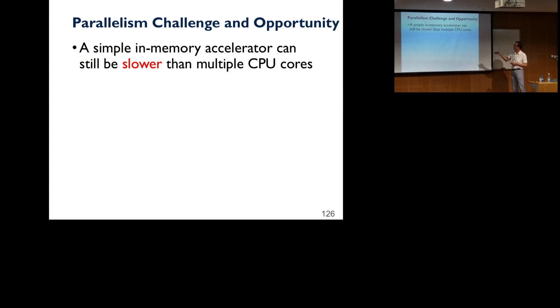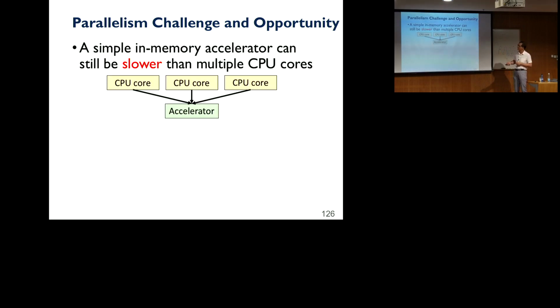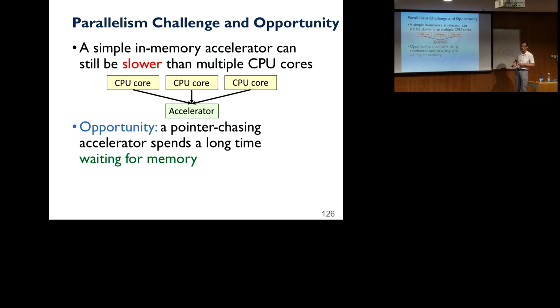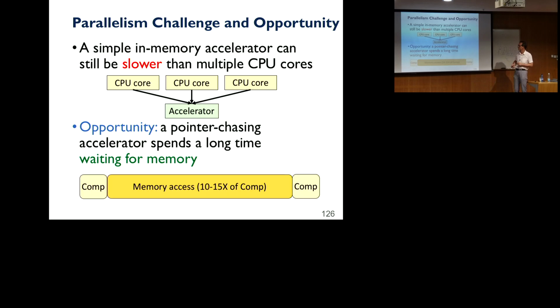You can have a simple in-memory accelerator that can be slower than multiple CPU cores, because many CPU cores can be sending requests to this accelerator. But the good thing is the pointer chasing accelerator still spends a long time waiting for memory, because memory is closer, but not that close still. So memory access is still 10 to 15 times the latency of computation.